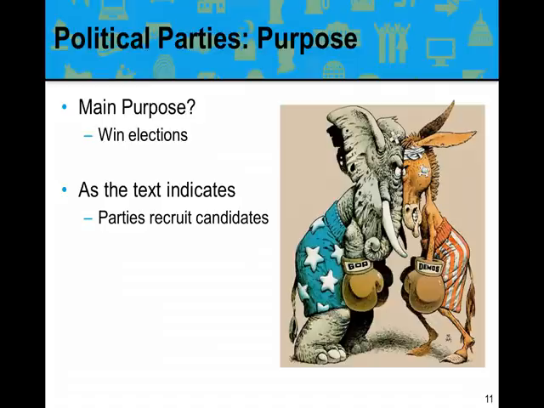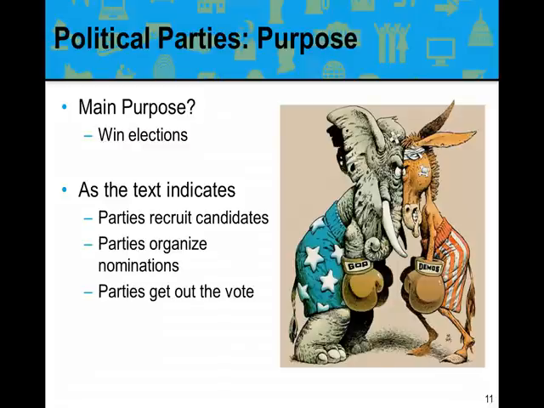And the types of individuals that both parties are trying to recruit now are veterans, people who served in Iraq and Afghanistan. You're finding them more and more getting engaged in the political process in terms of being a candidate for office. They help organize the nominations, and then they help get out the vote. So again, it's those three things that we showed you on the graph before, the three different ways the different party levels are interacting with one another. They recruit candidates, organize nominations, and then get out the vote.